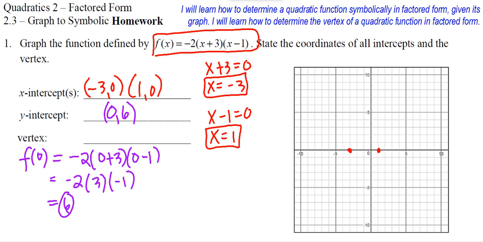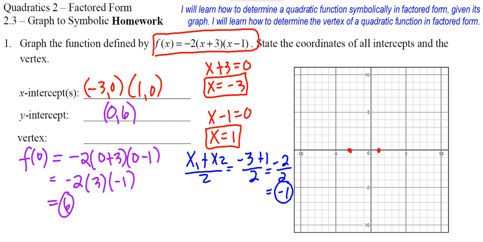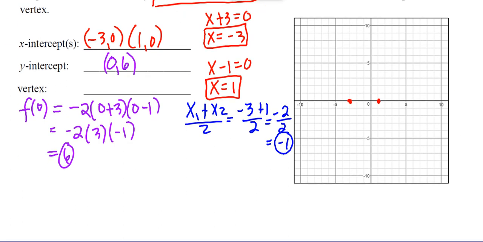You guys remember, to get the x of the vertex, that is adding the two x's. So we have negative 3 plus 1 divided by 2. Negative 2 over 2, that is a negative 1. Or you can just look at the 2 points in here. What's the number between positive 1 and negative 3? So cross out, and the middle is a negative 1. Yeah? Okay?